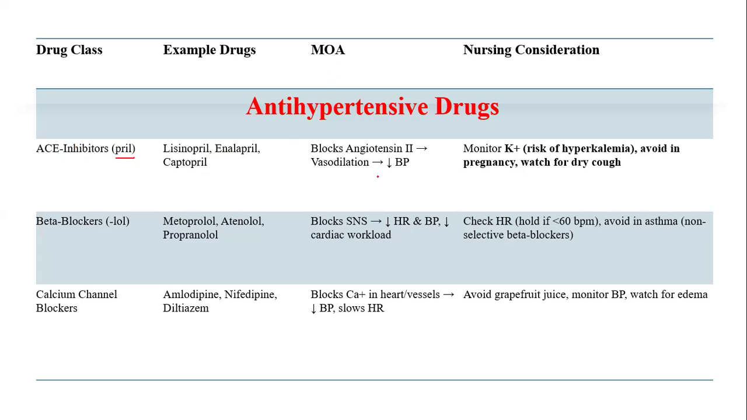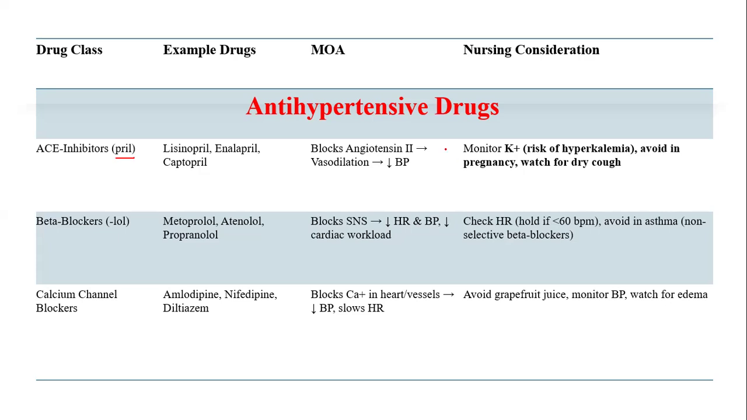How do they work? They block the angiotensin-converting enzyme, and they block the conversion of angiotensin 1 into angiotensin 2, leading to dilation, right? So they decrease the blood pressure. What are the nursing considerations for these medications? For a patient taking an ACE inhibitor, you need to monitor potassium, right? There is a risk for hyperkalemia, and you need to avoid these medications in pregnancy and watch for dry cough.